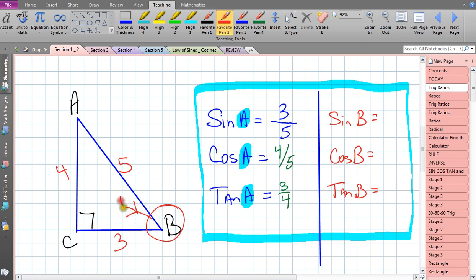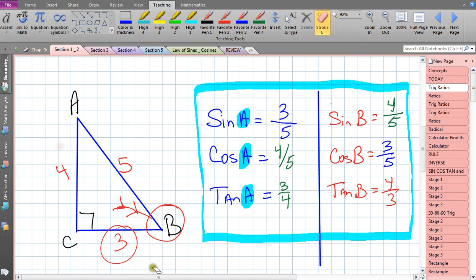And so if I'm seeing the triangle from B's perspective, what is the sine of B? Well, now it's the opposite divided by hypotenuse. That's 4/5. What is cosine? Cosine is the adjacent side to B divided by its hypotenuse, so that's 3/5. And the last one is the tangent of B. Tangent of B is the opposite side divided by the adjacent side, so that's going to be 4/3.